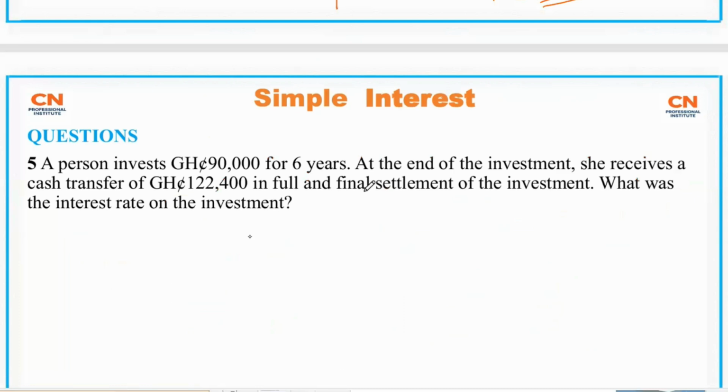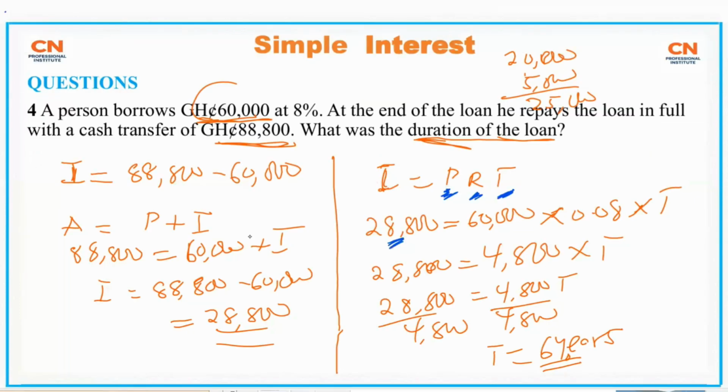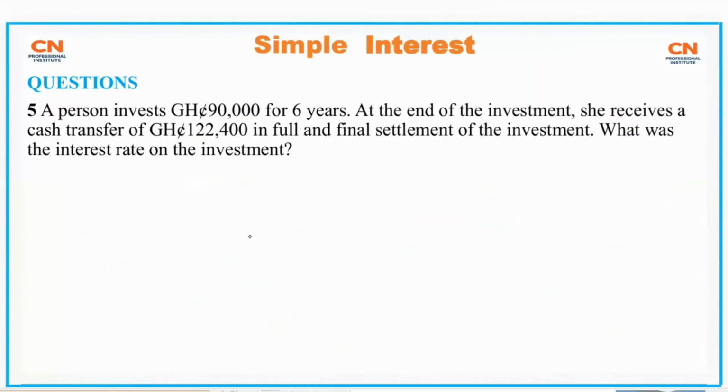All right. Now let's continue. Let's look at this example too. It says a person invests 90,000 for 6 years. At the end of the investment, she receives a cash transfer of 122,400 cedis in full and final settlement of the investment. What was the interest rate on the investment?